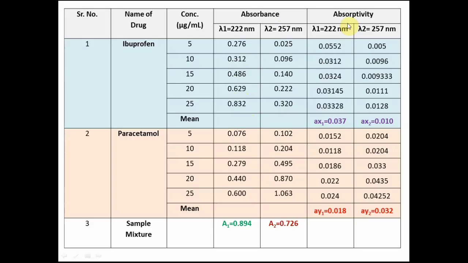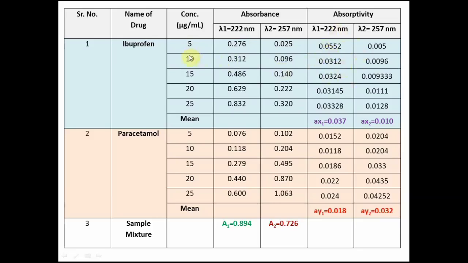The formula for absorptivity we have seen: a is equal to capital A upon bc, where capital A is the absorbance. Suppose the absorbance for 5 microgram per ml is 0.276. To calculate the absorptivity, we take capital A, 0.276, upon bc. b is the path length, that is 1. So we take 0.276 upon the concentration, that is 5. So we will get the absorptivity.